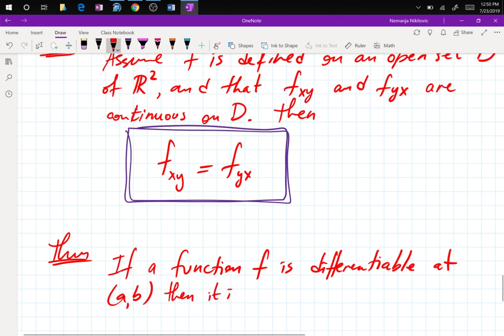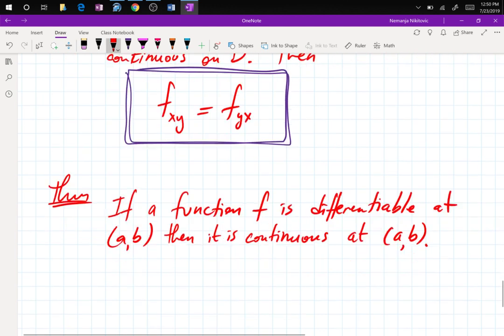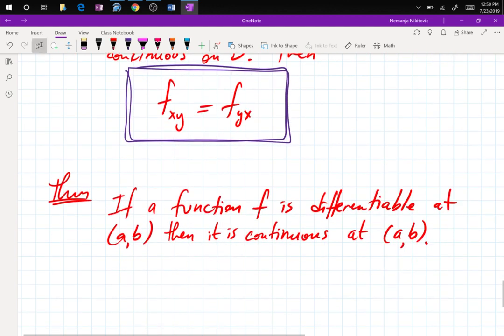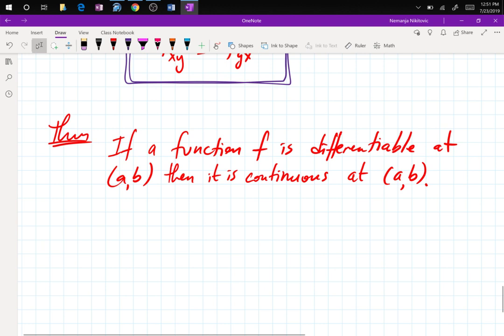This is a nice little shortcut for us in some cases when you need to show continuity for a problem. It's much easier to say, well, I can differentiate, and differentiation implies continuity. So instead of doing the proof for continuity, you just get to state this theorem, and you are done because the function was differentiable.